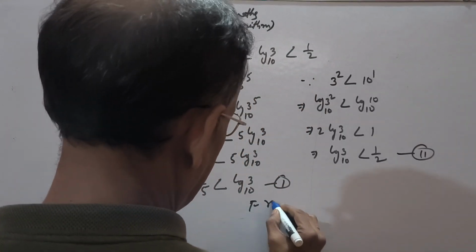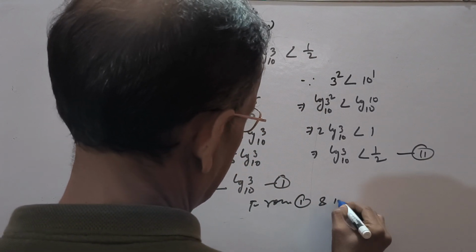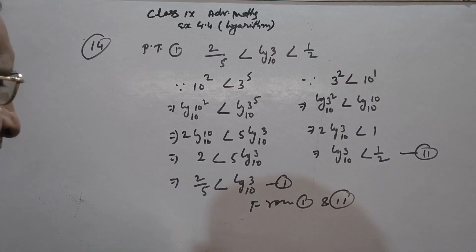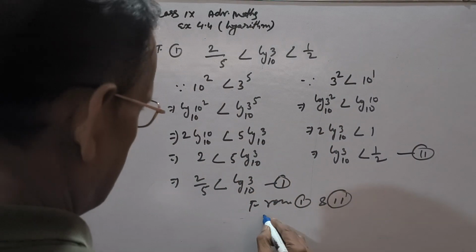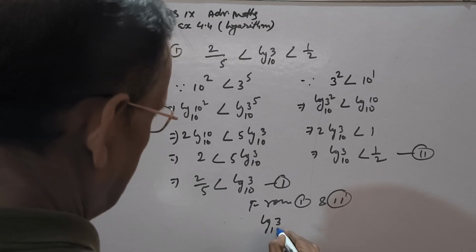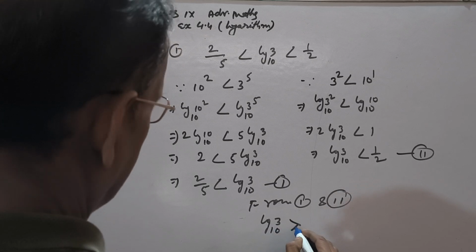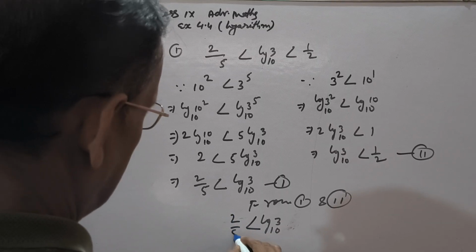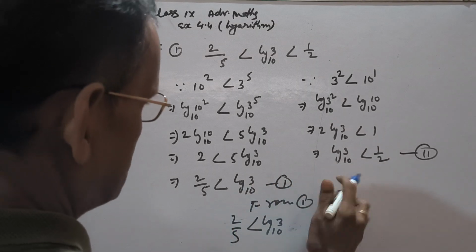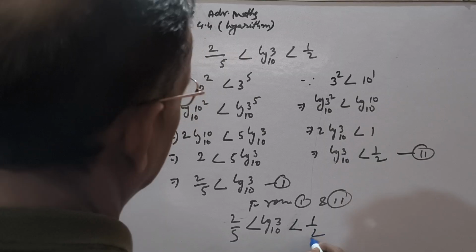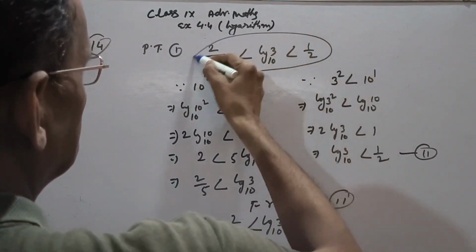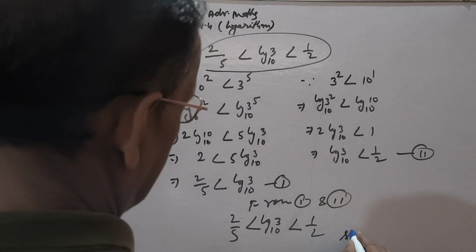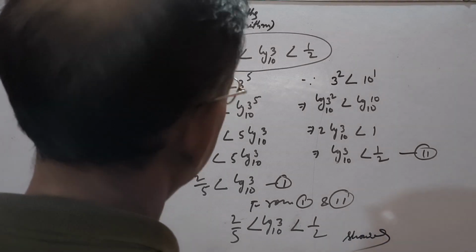Now compare 1 and 2. From equation 1 and 2, what will we get? Log 3 to the base 10 is greater than 2 by 5, and log 3 to the base 10 is less than 1 by 2. And this only we need to prove, okay? Hence solved or proved, you can write.